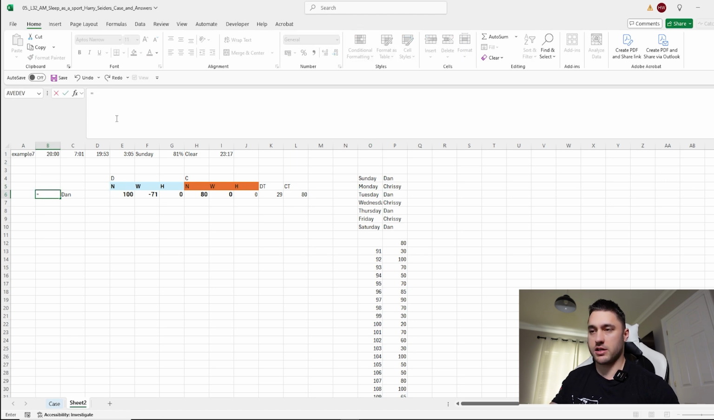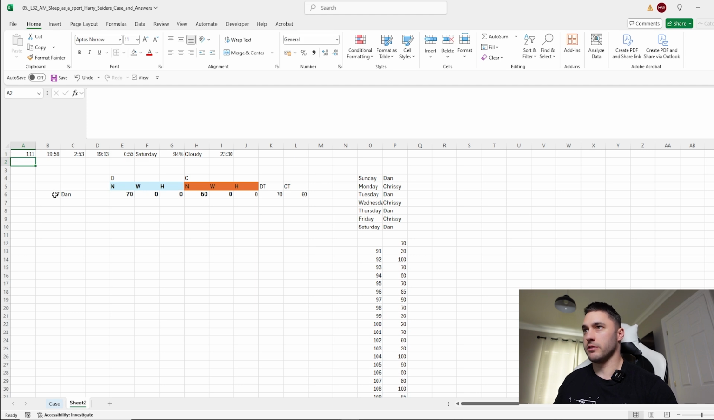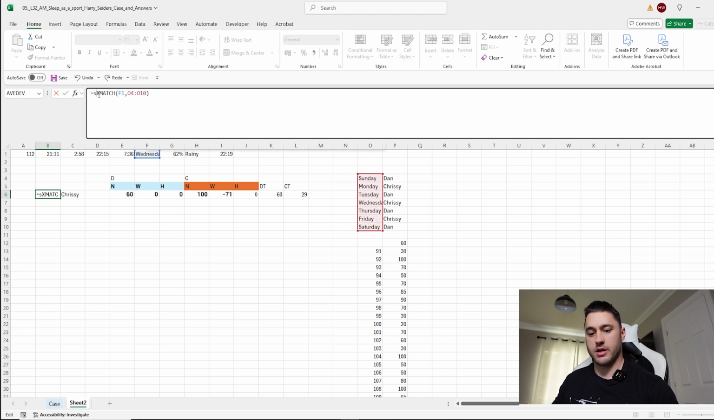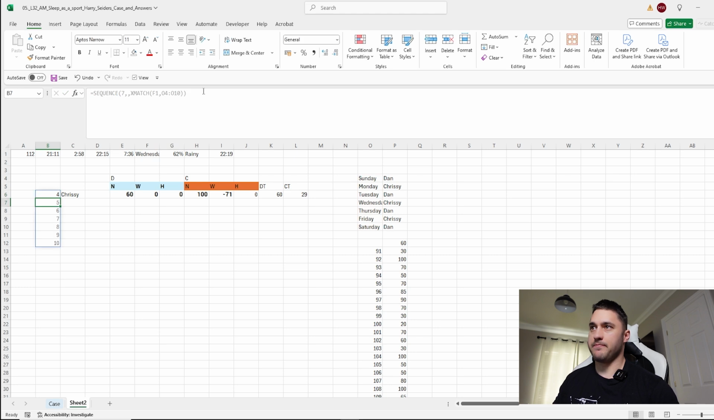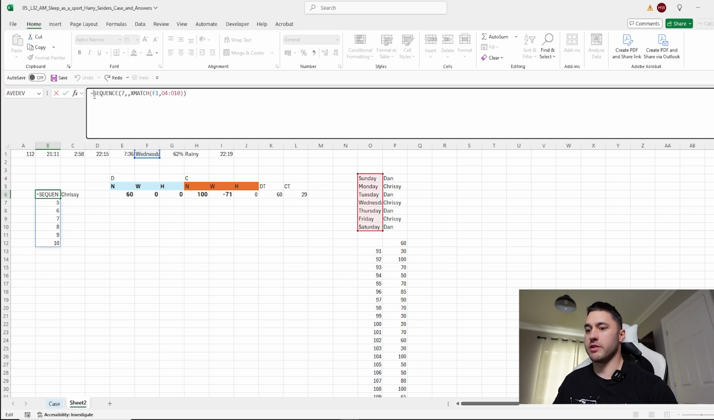Well, actually, I want to X match Sunday in this list, and that is going to give me position 1. I'm just going to use a different example to show if this was a different day. Let's do 112, so 4, so it's a Wednesday. So what I want is a sequence of 7, but starting at that day. Once I get to day 7, which is the Saturday, I want to cycle back to 1. So I actually want to do mod 7. So mod that 7.